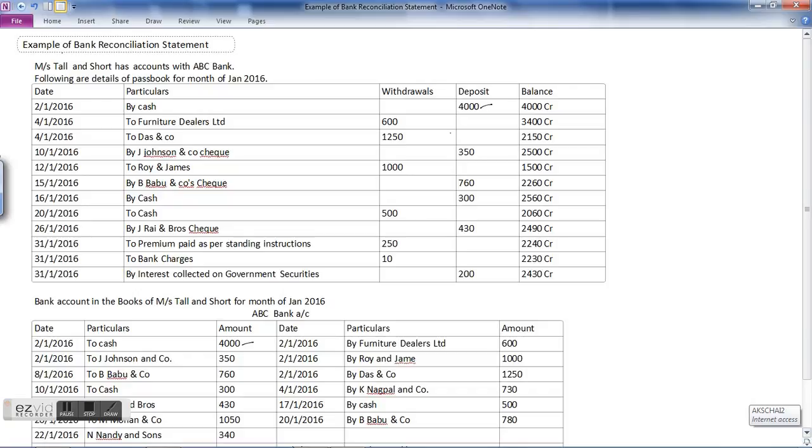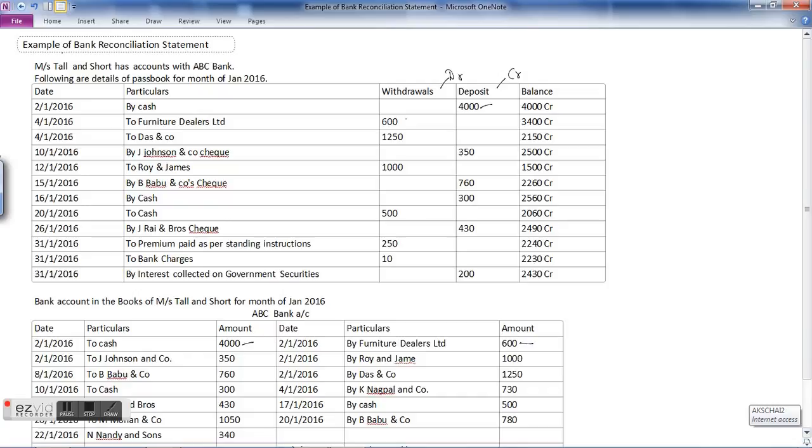The next transaction, 4/1/2016 to Furniture Dealers Limited, there is a withdrawal of 600 rupees. That is, it's a debit transaction. Withdrawal means it's debited to your bank account, and deposit means it's credited to your bank account. So 600 rupees. Now it's on the debit side of the passbook, so on the bank account credit side, you have it here, 2nd Jan by Furniture Dealers Limited 600. So I'll just tick it.